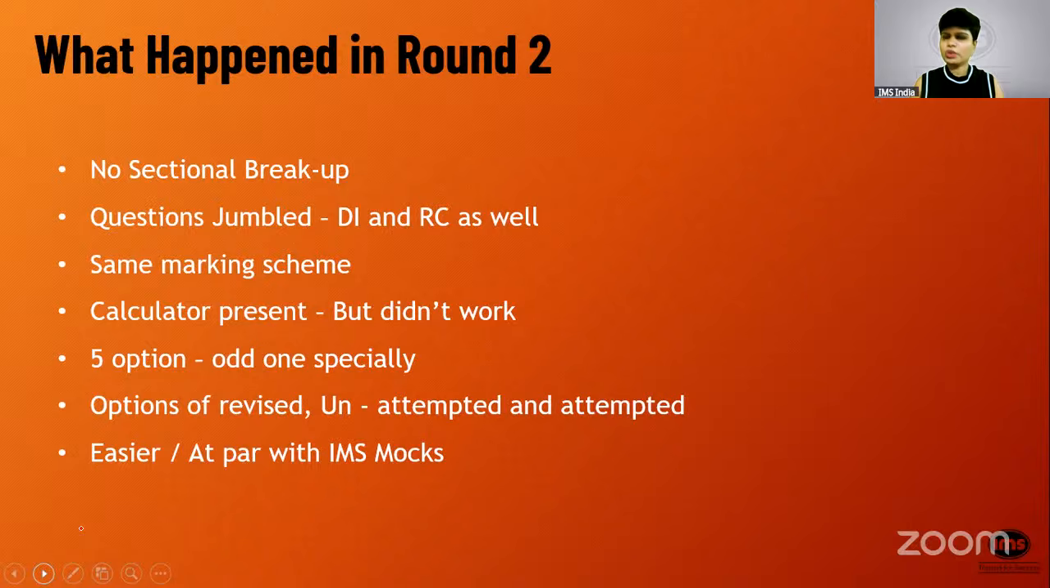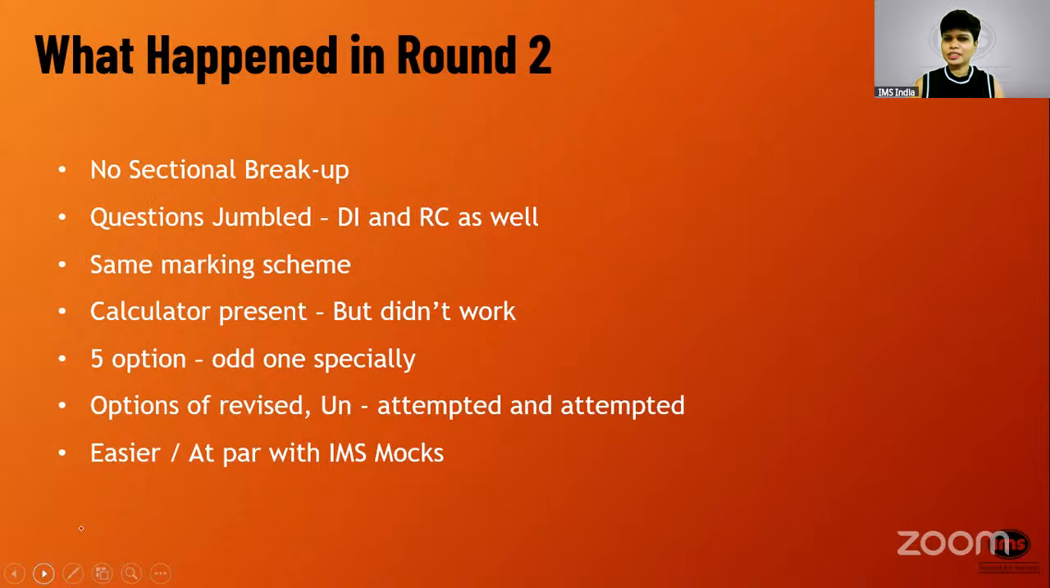The questions all came up jumbled. Even the DI and RC questions were jumbled, as in round one. So if the second question was a DI based on a specific chart, the second part of the same set would come in question number 10 or so. The RC also had the same thing. That was a little confusing, but again, this was expected. The marking scheme was the same.